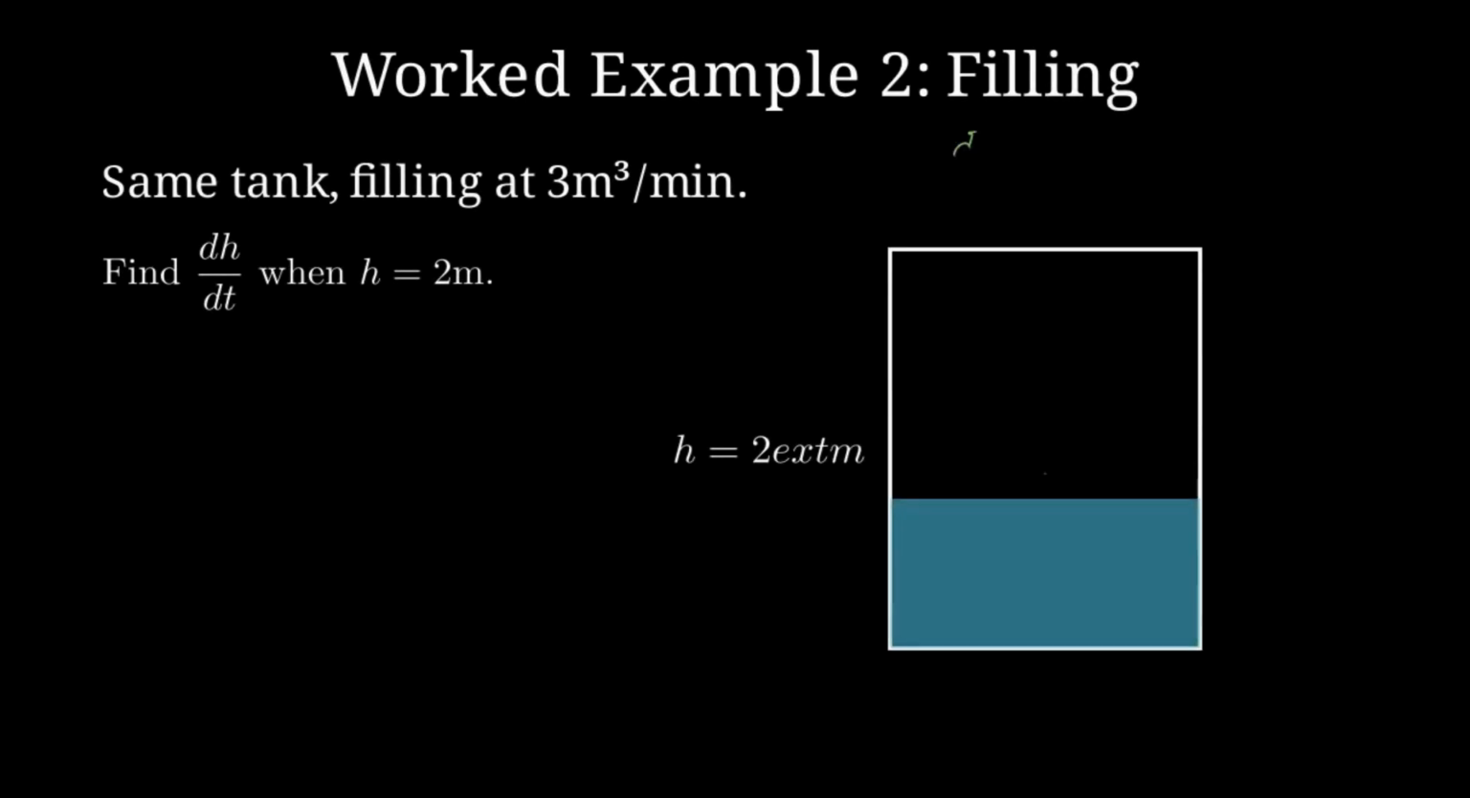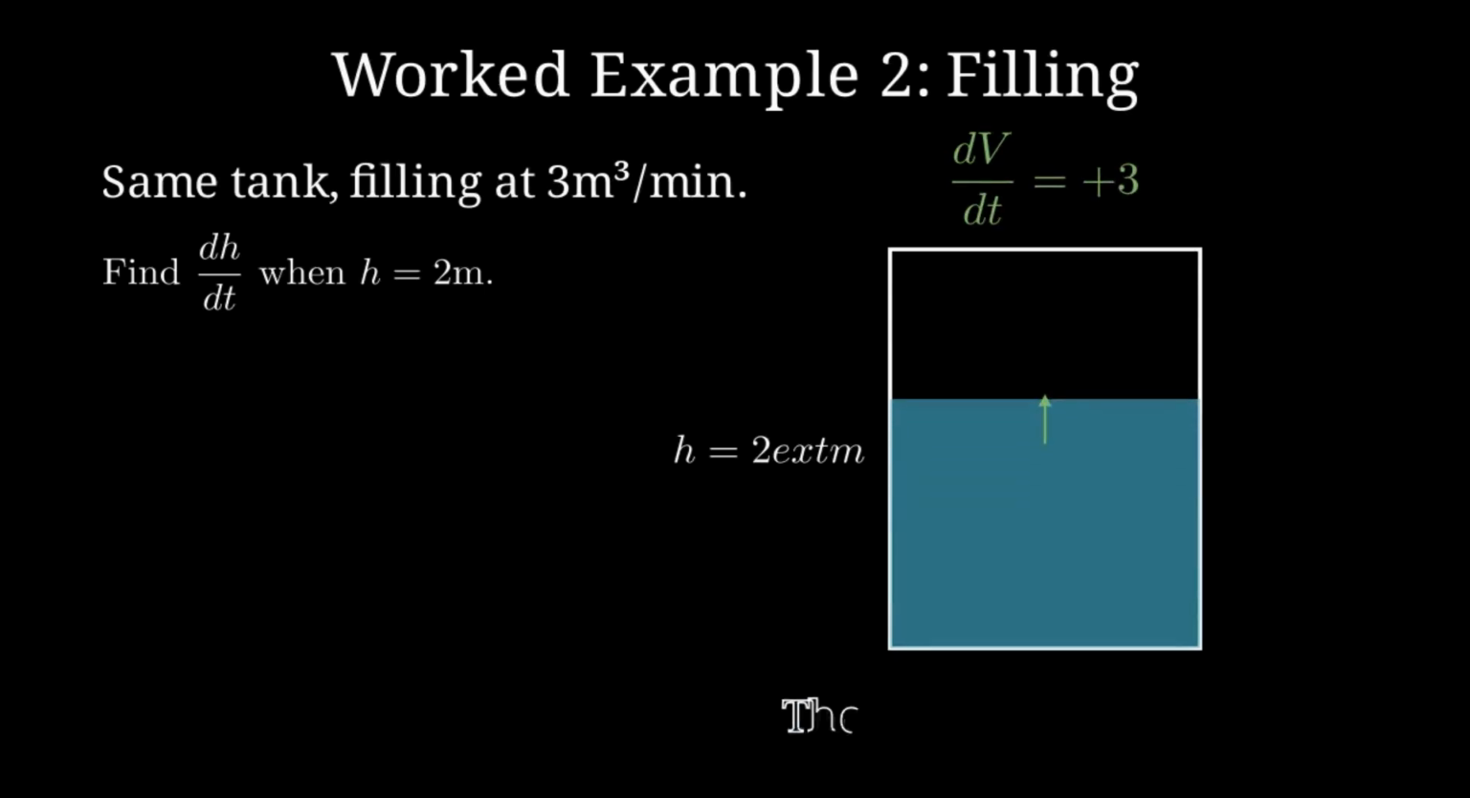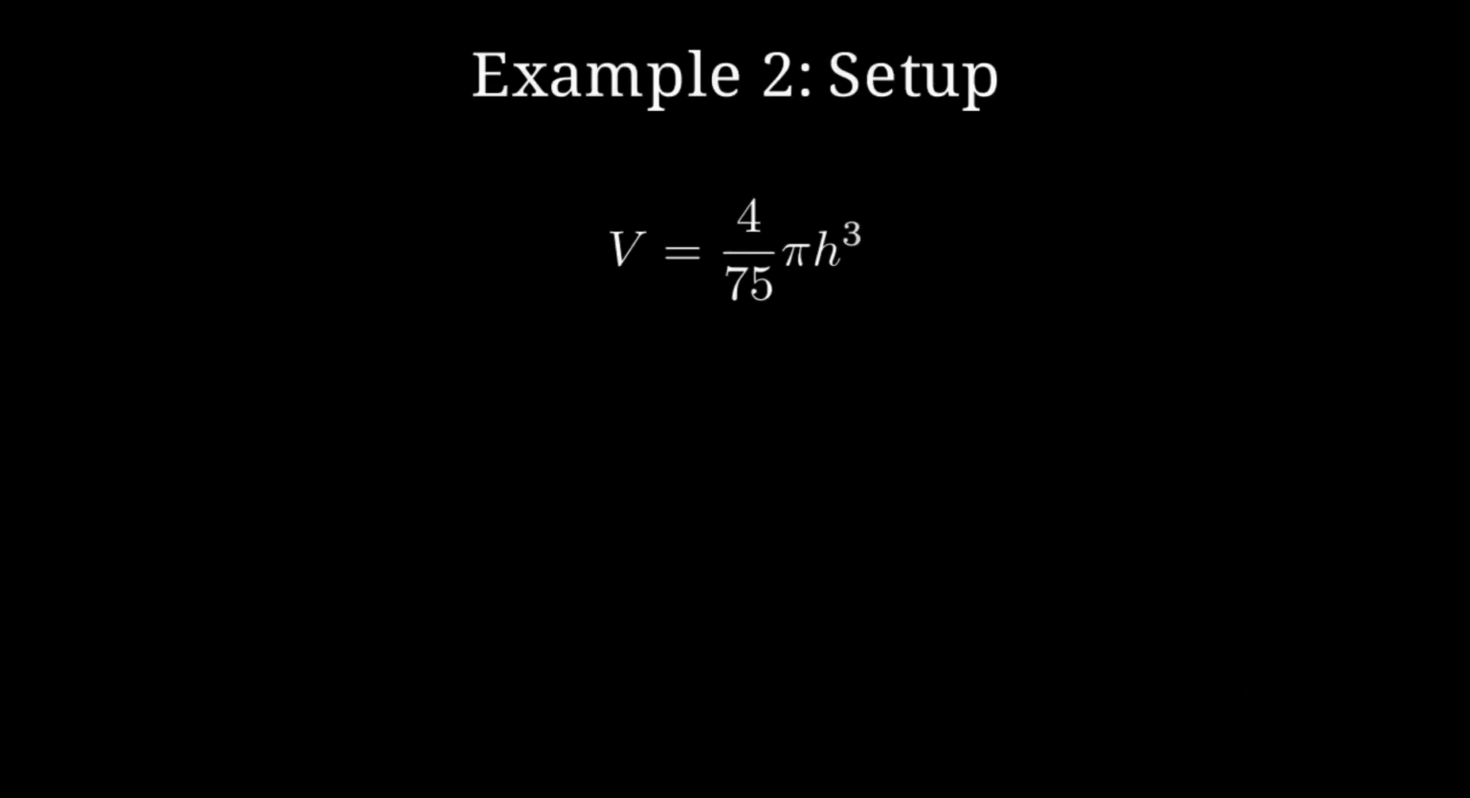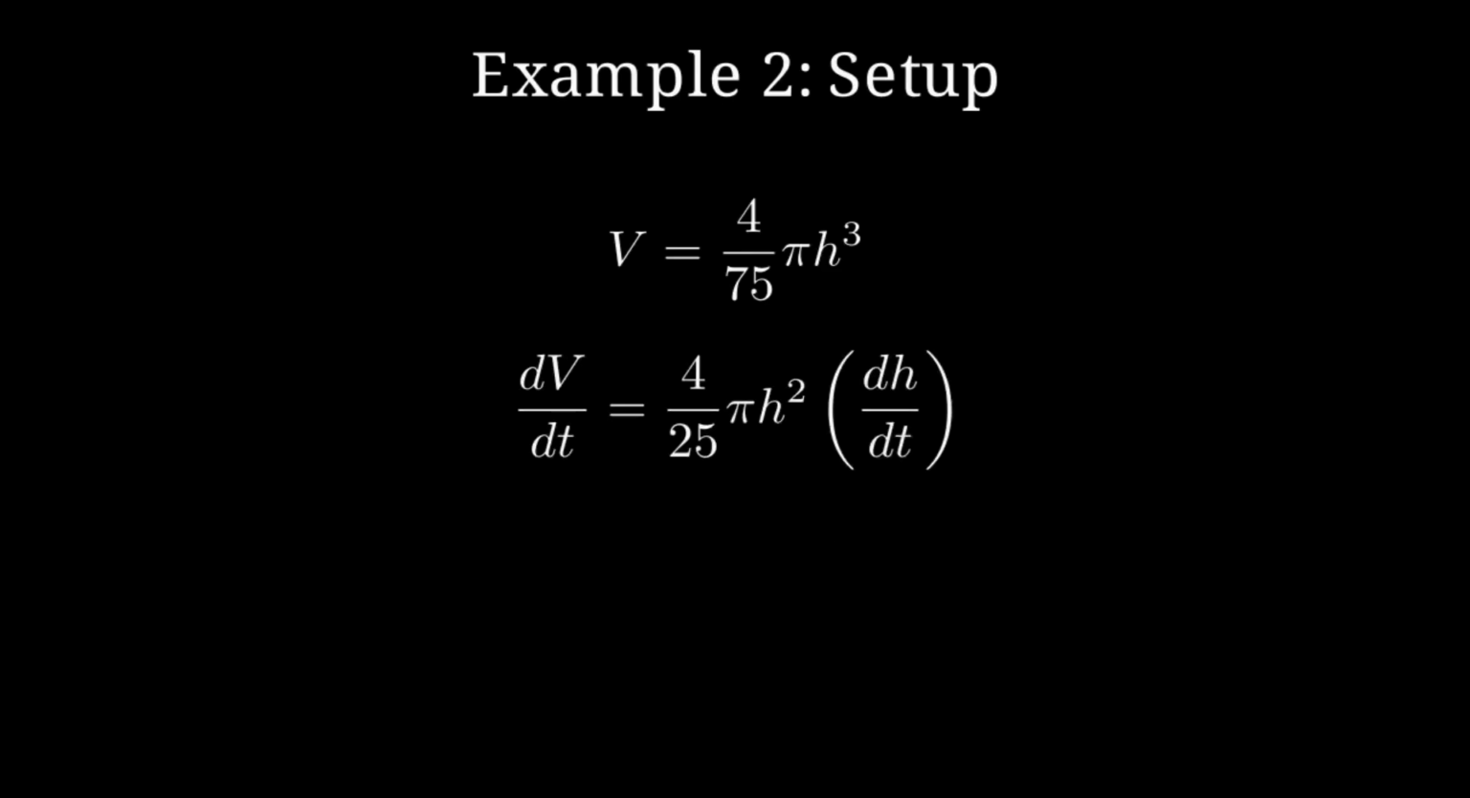Suppose the same tank is now being filled at a rate of 3 cubic meters per minute. We want to find the rate of change of the height when the water is only 2 meters deep. The process remains the same, but our input values change. We use the same differentiated formula from before. This time, dV over dt is +3 because the volume is increasing.